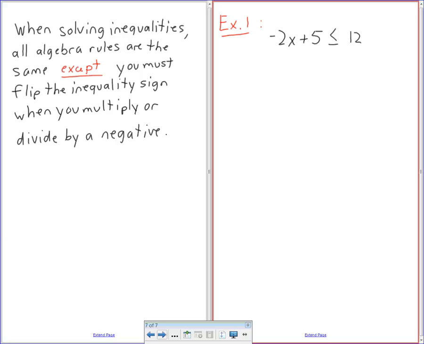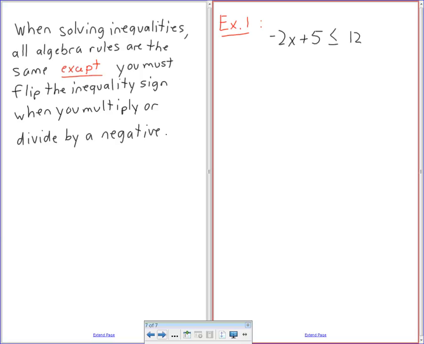Right. So negative 2x plus 5 is less than or equal to 12. When you look at this originally, you're saying that looks scary. Just pretend that said equals 12. What would we do if that said equals 12? Let's say it was negative 2x plus 5 equals 12. How do we solve that?